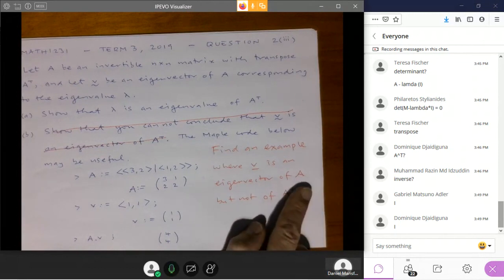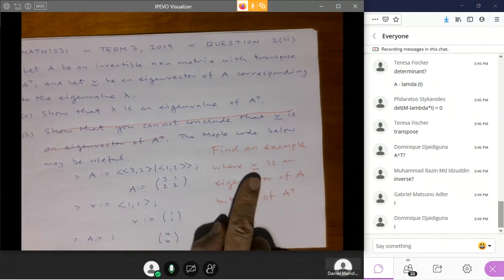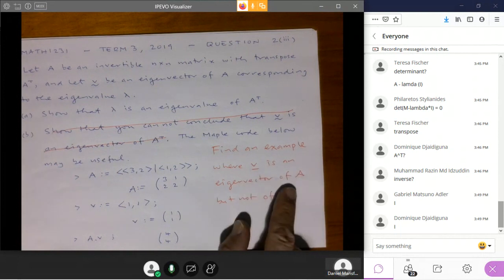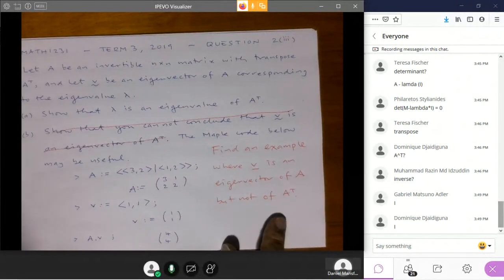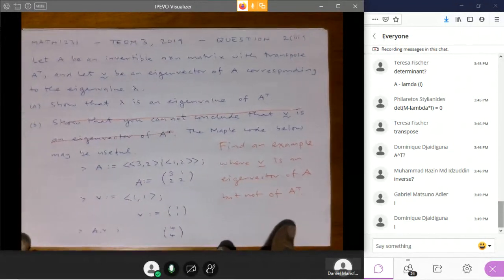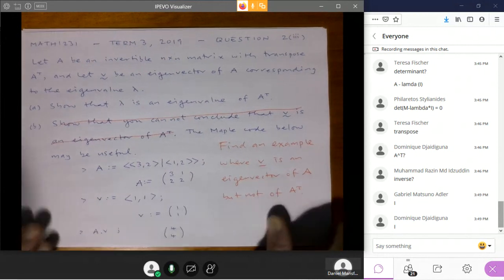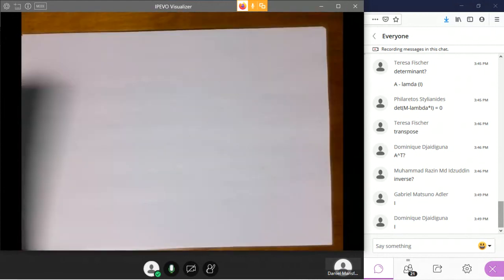So you have to find a matrix A, you have to find a vector V, you have to confirm that V is an eigenvector of A, and you have to confirm that V is not an eigenvector of A transpose. What could we take as a guess for A and V? Well, I think the hint here is pretty obvious. So let's just try seeing if we can work that out.